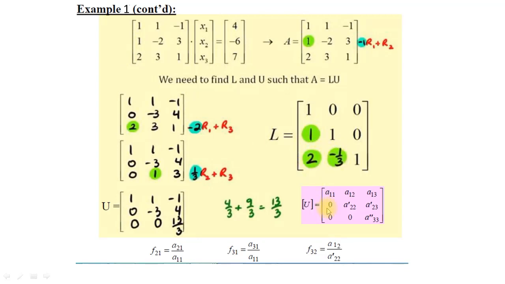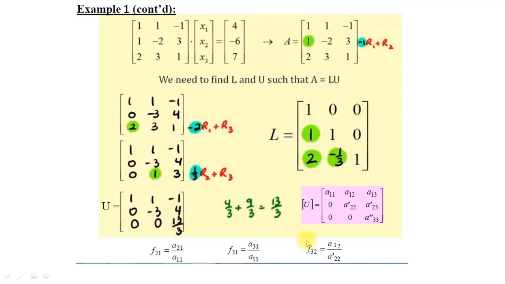This is unknown. How to find F32? Divide A12 by A'22. A'22 will be in the upper triangular matrix. This is A dash, the new element of the upper triangular matrix. In the upper triangular matrix, dear students, you see in the previous slide that these three will be 0, and the first row is matrix A, and these three entries will be new entries, which we obtain by performing the row operations to convert the matrix A into the upper triangular matrix. In these three positions we obtain the new elements.